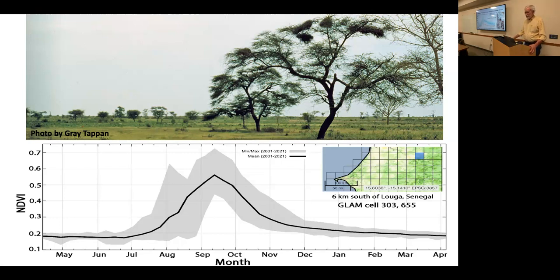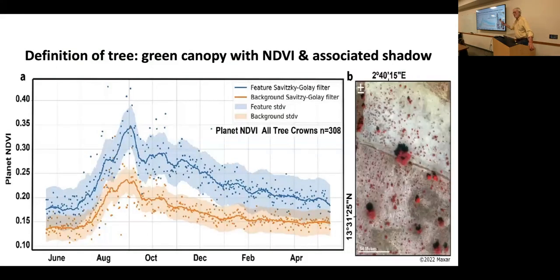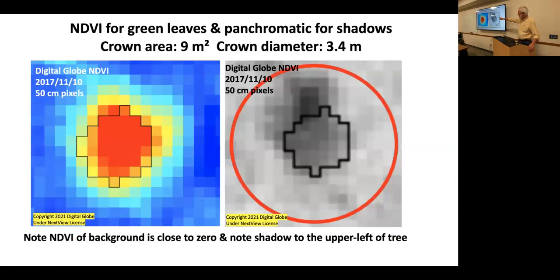One of my graduate students produced this plot. We define a tree as something with a green NDVI crown in this false color image with an associated shadow. And this is how trees differ from the background using planet data on the left-hand side. This is just a shot showing the NDVI image. The pixel to each square is 50 centimeters by 50 centimeters. NDVI on the left, and this is the panchromatic band, so you can see the shadow.